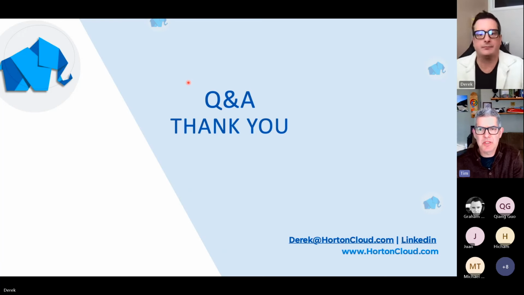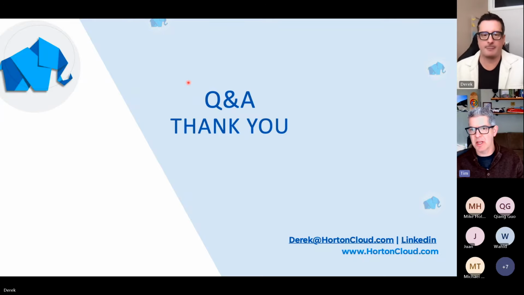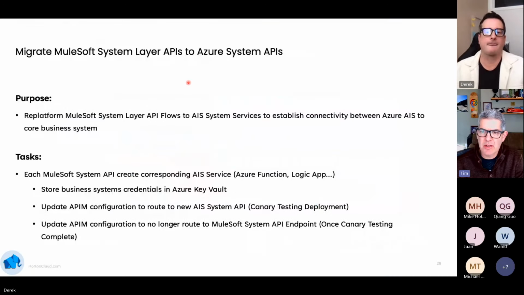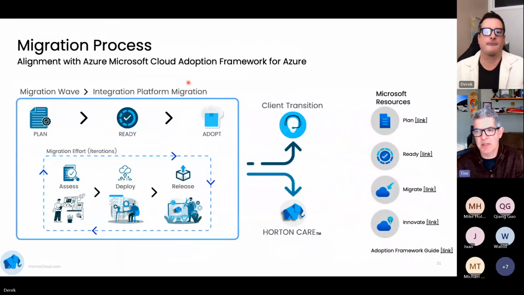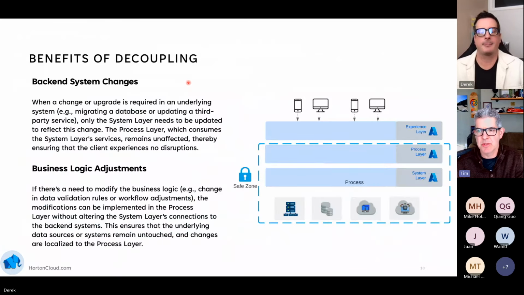There is one that just came in from Sean, related to the three-layered architecture and the system, process, experience layers. Does Microsoft have an automated migration analyzer that takes the MuleSoft system, process, experience layers and creates Azure system, process, experience layers? Is there anything automated that you know of?